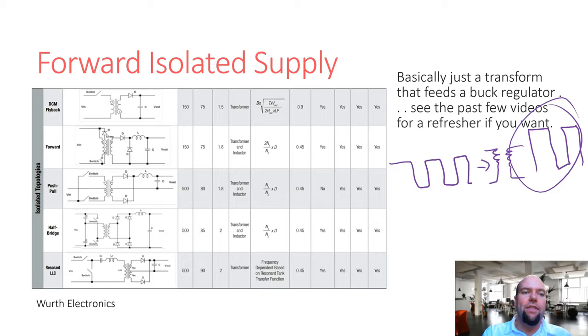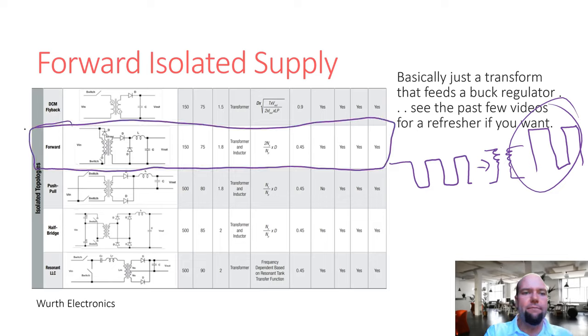And there's a name for that. It is a forward isolated supply, which is basically just that. You'll see it described different ways, but I always like to think about it as simple: chop up an input to produce an AC.